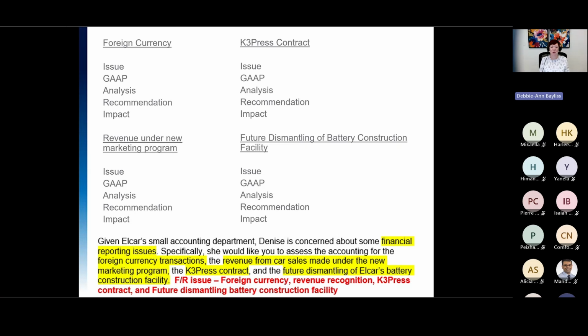So under foreign currency, I'm going to put issue, gap, analysis, recommendation, and the one that I'm adding is I for impact. And I'll talk about why that's important in a few minutes. So I can copy that format all 4 times. So I need to analyze foreign currency, K3 press contract, revenue under new marketing program, and the future dismantling of the battery construction facility.